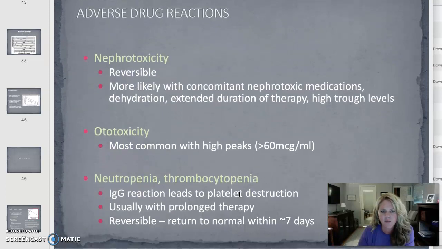Adverse drug reactions, we worry about nephrotoxicity. It is reversible, and it most often happens when you're using it with concomitant nephrotoxic medications like beta-lactams. So a common combination we use is vancomycin and Zosyn. When we use those 2 together, you're likely to see acute kidney injury. You can stop the vancomycin, and usually the kidney function will go back to normal.